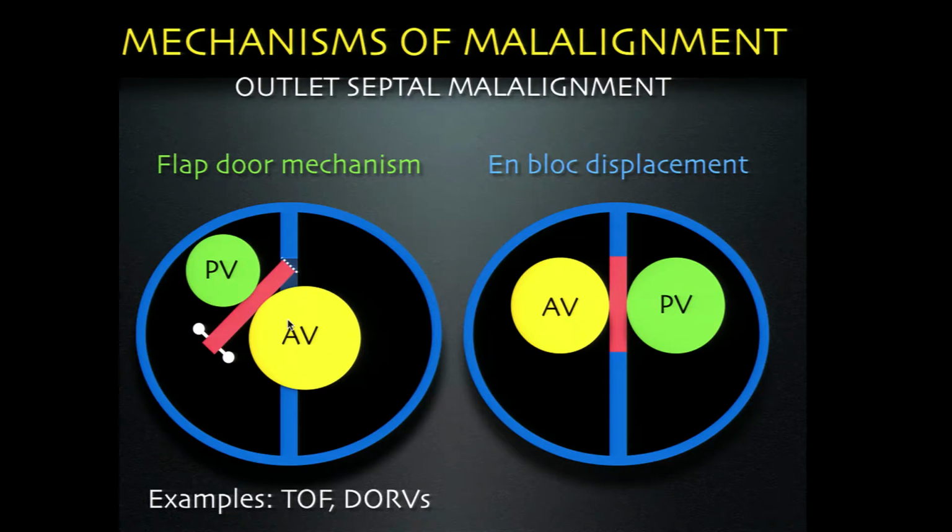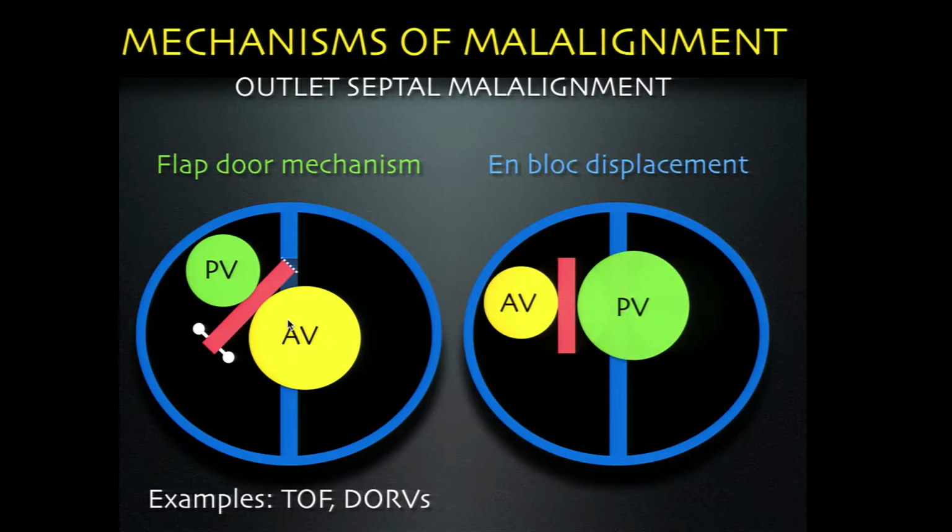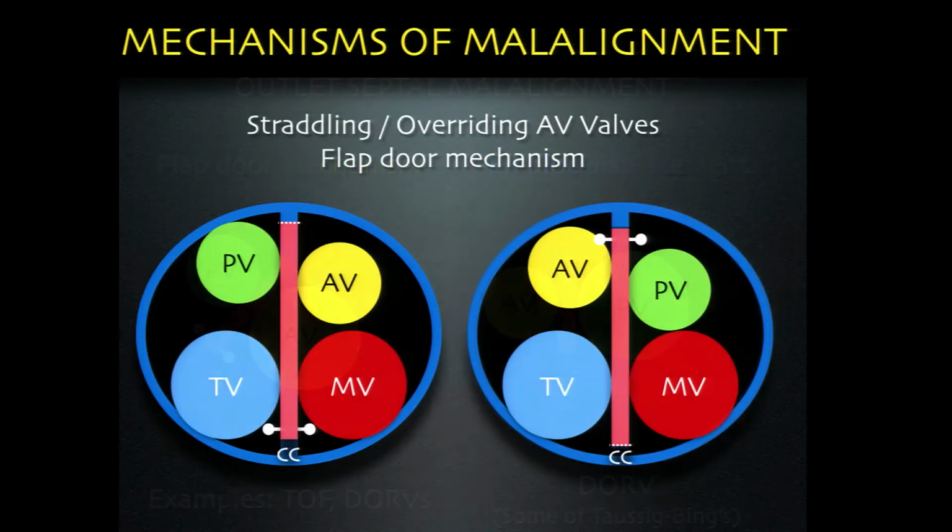But if you look at Taussig-Bing anomaly, somehow everything moves en bloc forward. What it means is that this displaced outlet septum is parallel with the rest of the septum, with the posterior valve, which is usually the pulmonary valve, overriding. So this is one form of Taussig-Bing anomaly. The other is here. I intentionally drew the four cardiac valves in the usual situation and in transposition.